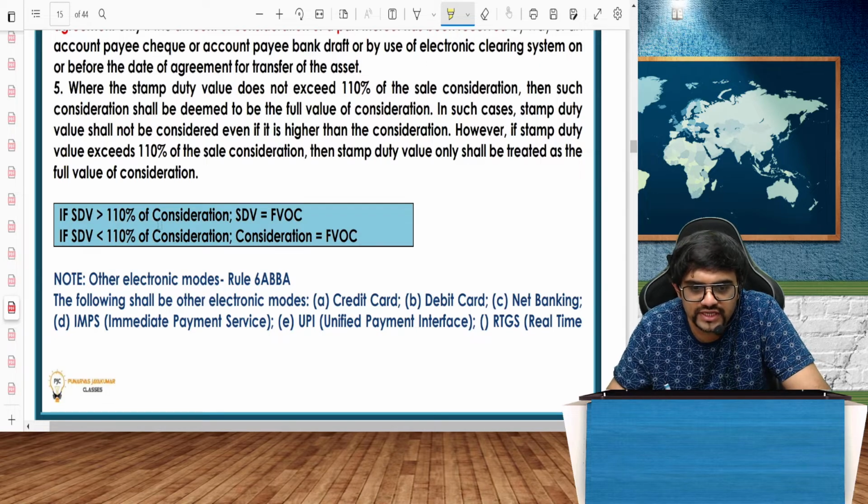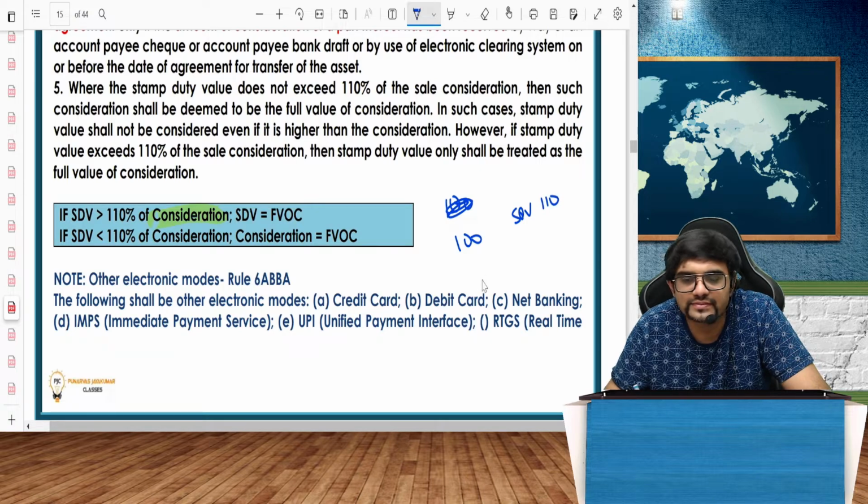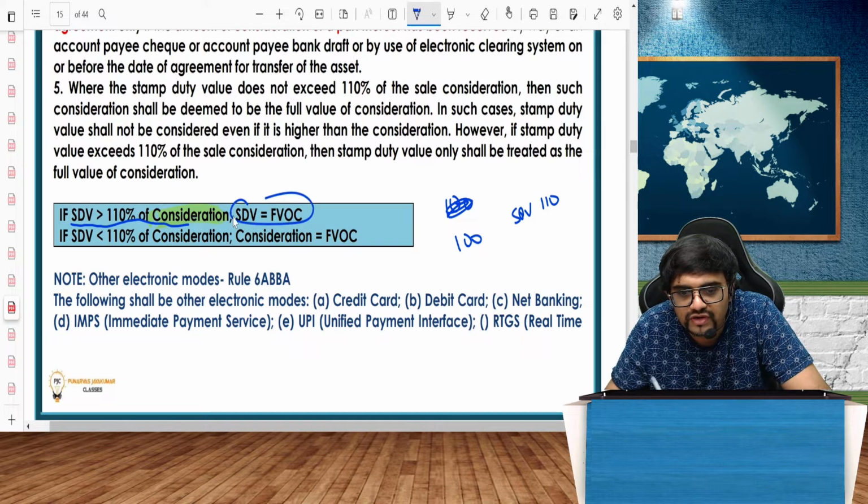If your consideration, 110% of consideration is the threshold value for stamp duty value. So if my consideration is 100, stamp duty value maximum can be how much? 110. Right? So the SDV should be greater than 110% of consideration, then SDV will be the full value of consideration.